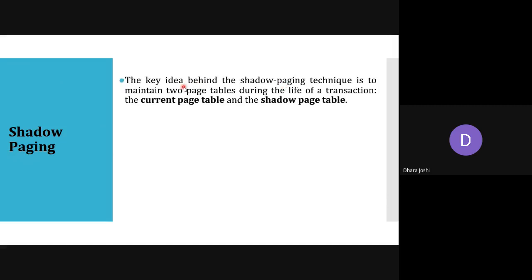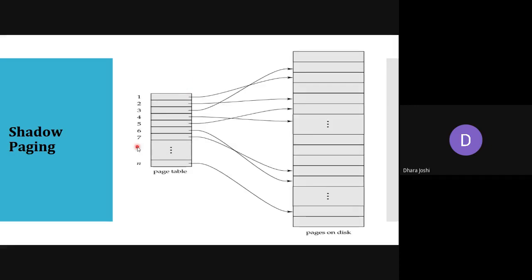Now, the key idea behind this shadow paging technique is to maintain two page tables during the lifetime of a transaction. One is the current page table and the other one is the shadow page table. So right now, once the transaction is getting started, we are dealing with two different page tables, the current page table and the shadow page table, and the page table will look like this. They are having different pages and they are connected with the disk.